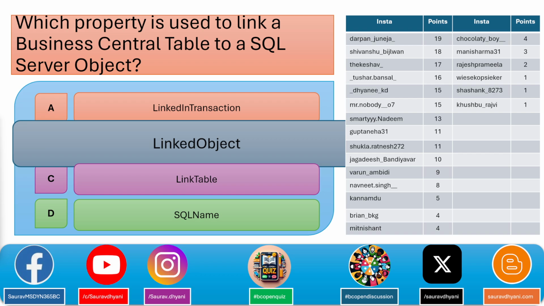Still, Darpan moved up and is still at the top. Shivanshu is 1 point behind. Keshav, Tushar, Dhani, Kedi, Mr. Nobody are trying to catch up.